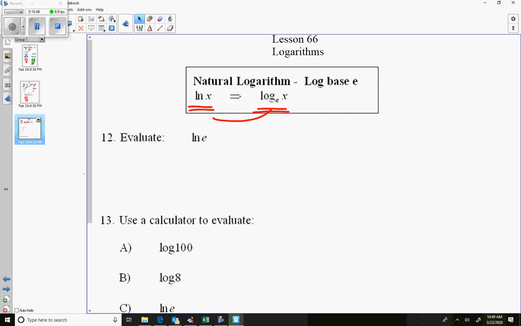So, looking at this next problem, 12, ln of e, so the natural log of e means log base e of e, which is simply 1 from our properties before.